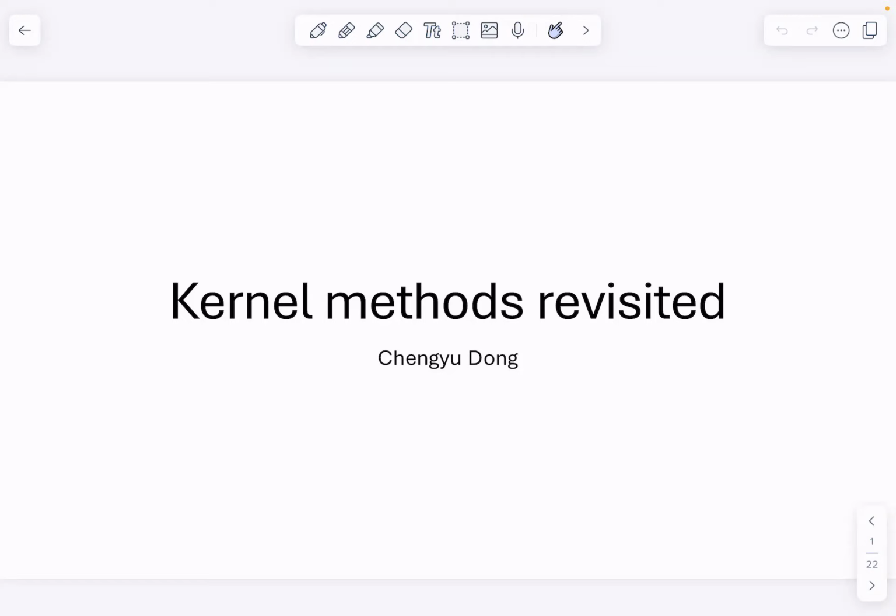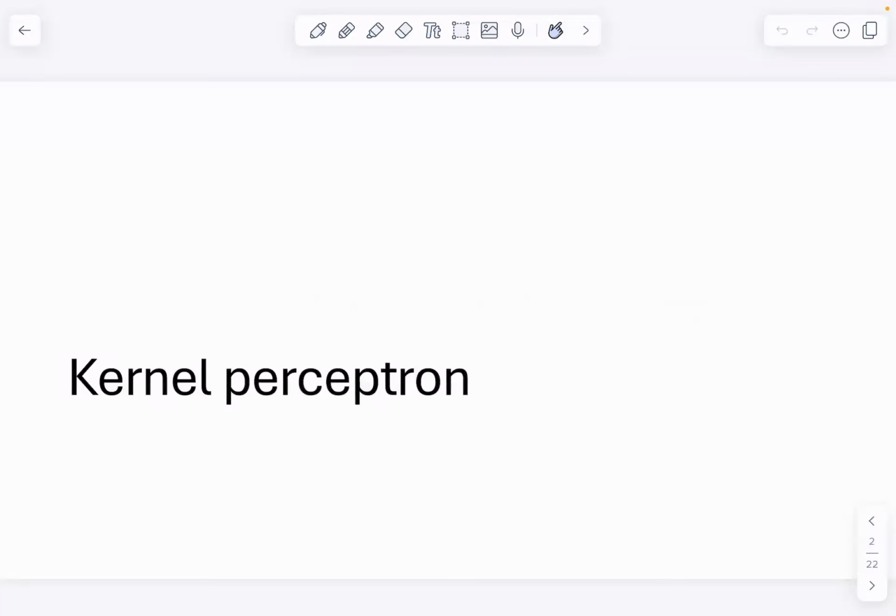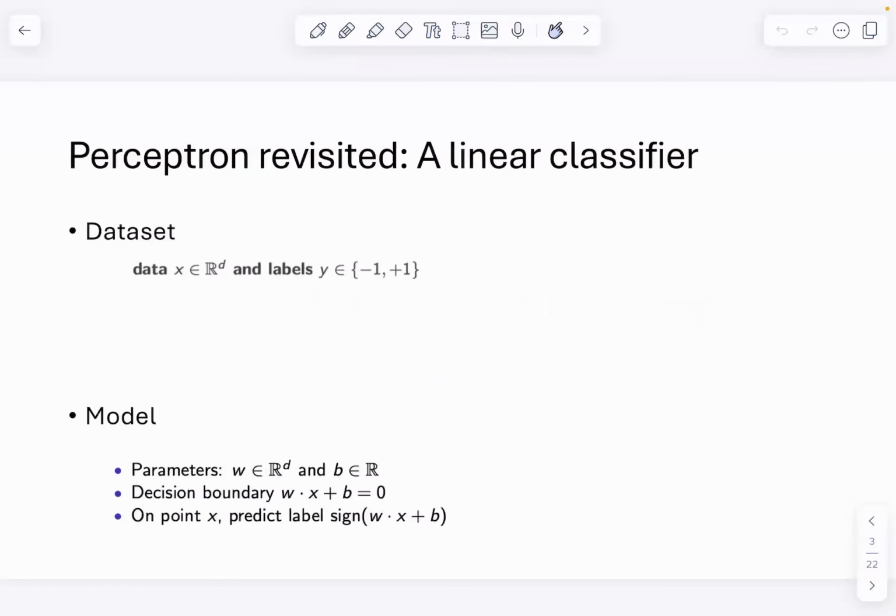Hello, everyone. I'm going to revisit the kernel method today in this discussion. First, we are going to talk a little bit more about kernel perceptron, as we discussed in the class. So first, let's revisit the perceptron algorithm.